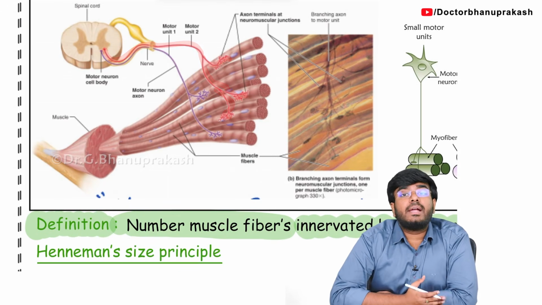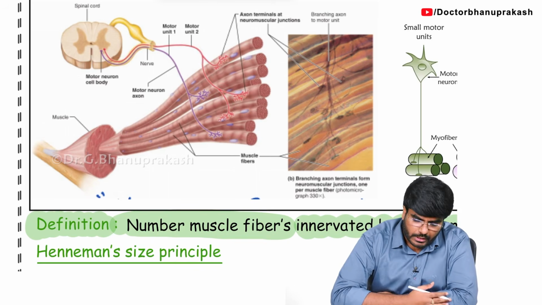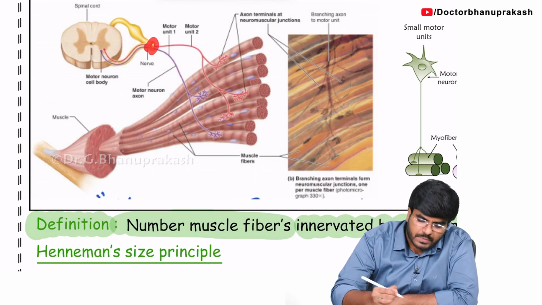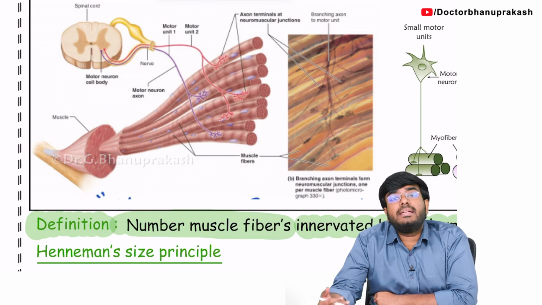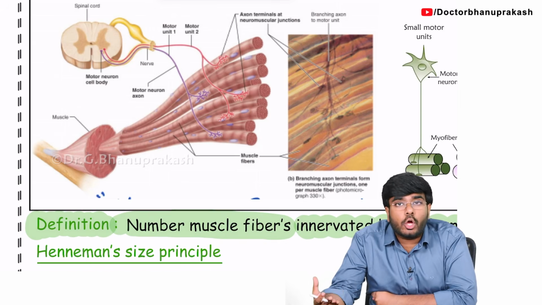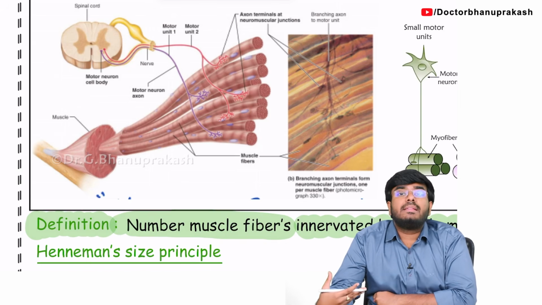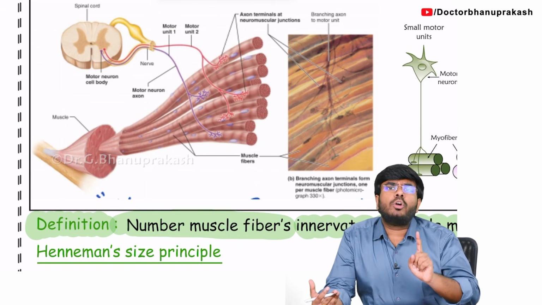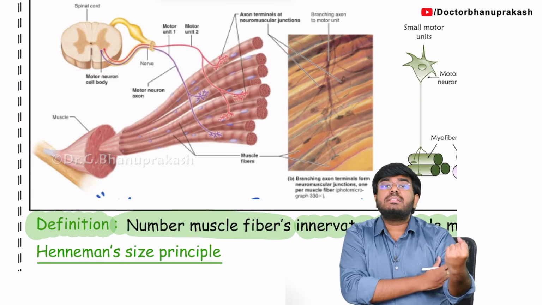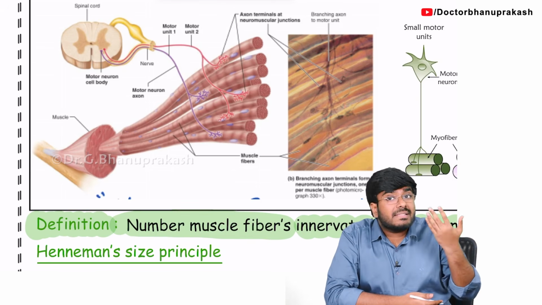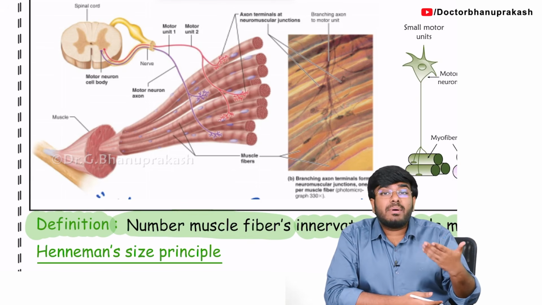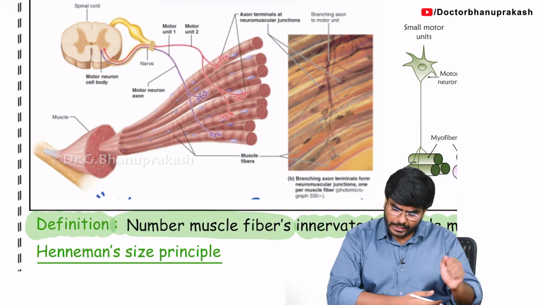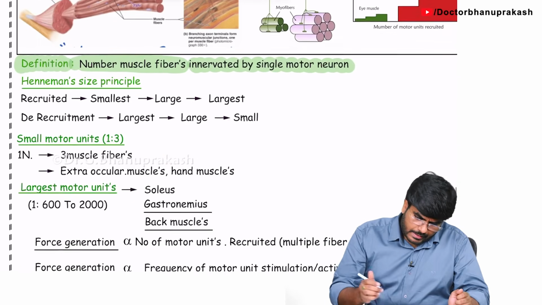So this is a different motor unit. Here you can say this is a spinal nerve. Inside this nerve there are multiple motor neurons, hundreds of motor neurons. Don't think all the muscle fibers are innervated by one motor neuron. No, in the skeletal muscles there are hundreds of muscle fibers, and these muscle fibers are innervated by multiple motor neurons.